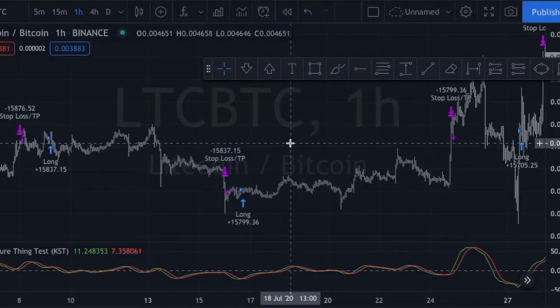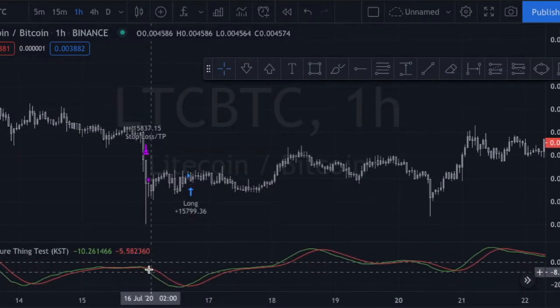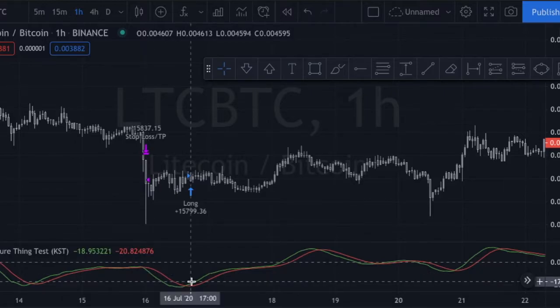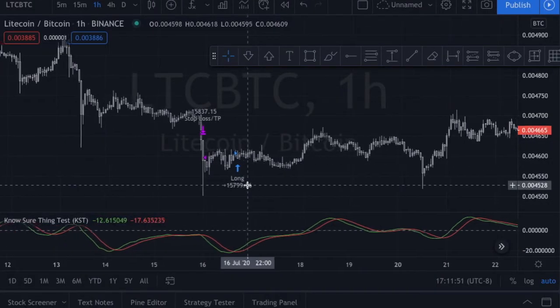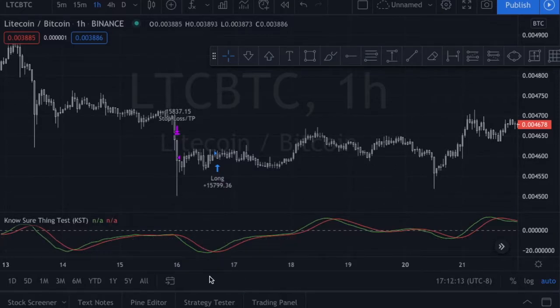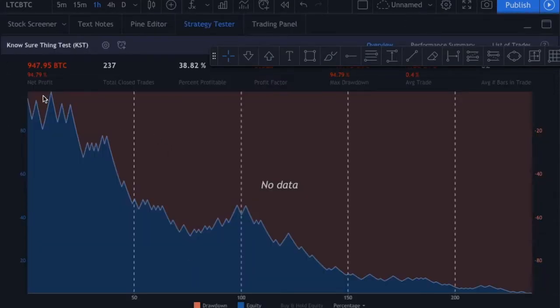Okay, so let's run our first test. Now remember, our first test is every single time the green crosses above the red line. Let me expand the screen a little bit here so that you can see better. Let's see how that does. So you see, it's not a very good strategy, right? It's pretty much a losing strategy.